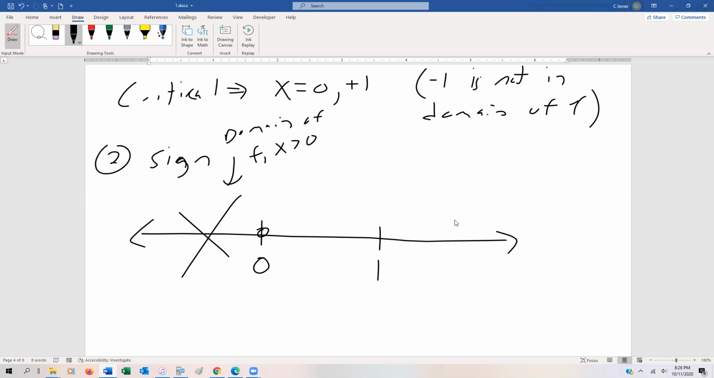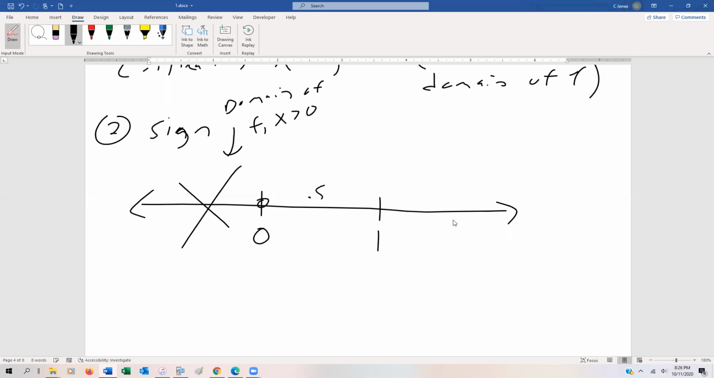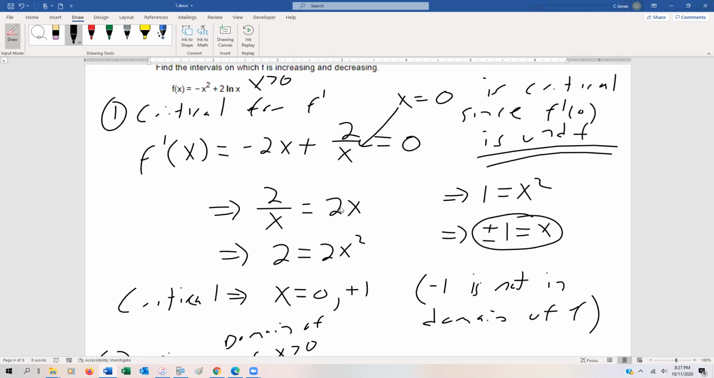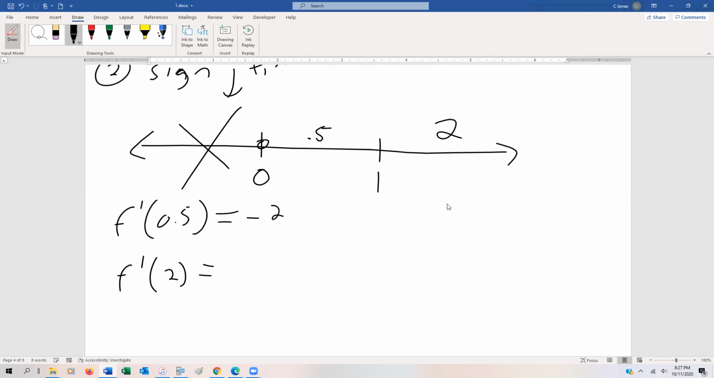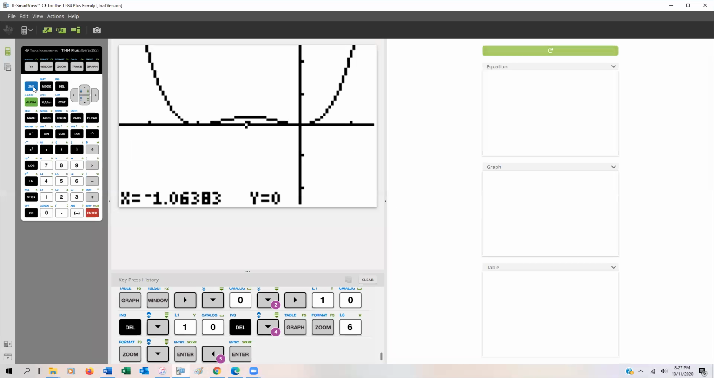And so what are some good test values then? Well, one good test value might be 1/2 or 0.5, and another one might be 2. And all we're going to do is stick 0.5 into the first derivative, and stick 2 into the first derivative, and then see what happens to determine these intervals. Now remember, our derivative is -2x plus 2 over x. So this is going to be -2 times 0.5 plus 2 over 0.5. Now that should be equal to 3, but let's verify that using our calculator.